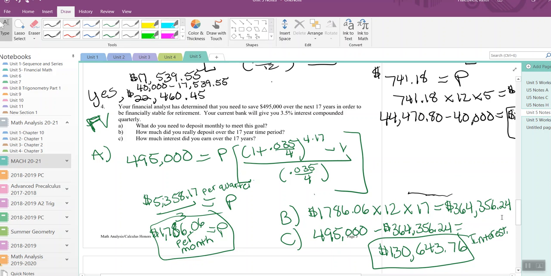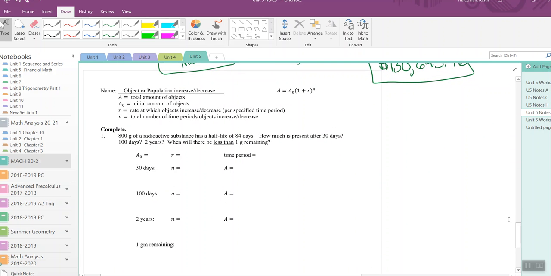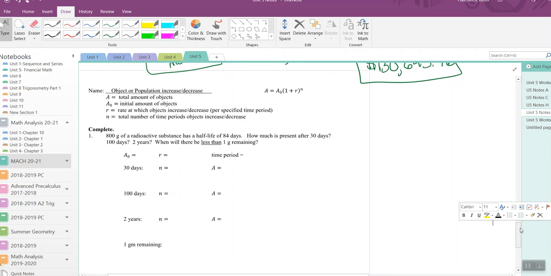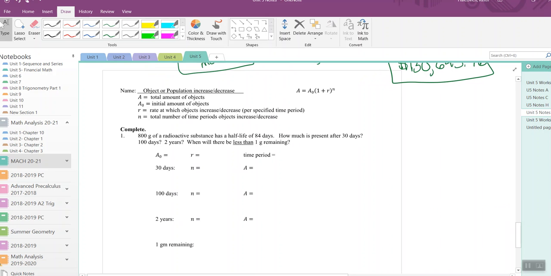All right. So next, talk about population or object increase or decrease. So here it talks about 800 grams of radioactive material has a half-life of 84 days. How much is present after 30 days, 100 days, 2 years? When will be the less than 1 gram remaining?